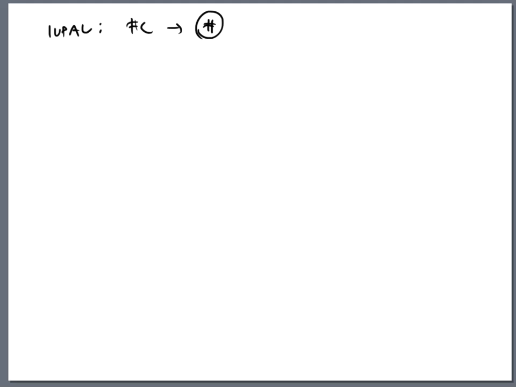On carbon number 4, I have a methyl group. On carbon number 6, I have a chloro group. On carbon number 8, I've got an ethyl group. That is basically what this rule is going to say. Nothing has changed at this point.